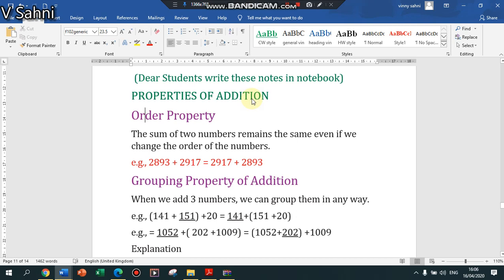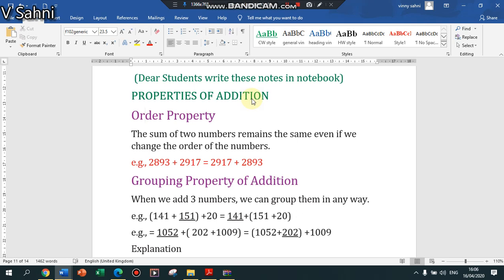Good morning, students. Today we are going to do the properties of addition. Two properties that are very important are the order property and the grouping property of addition. We are going to have a look at these two properties. First we'll start with the order property.